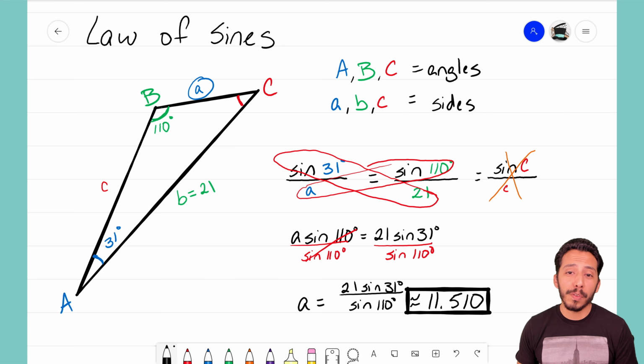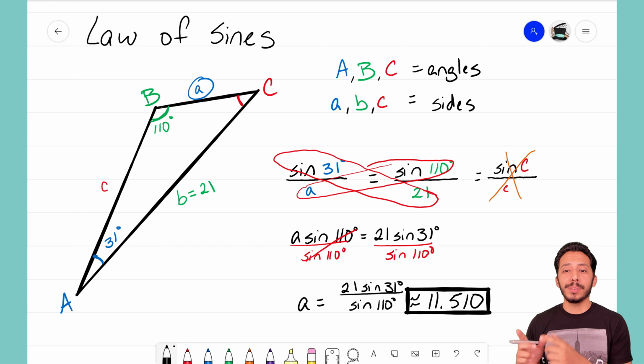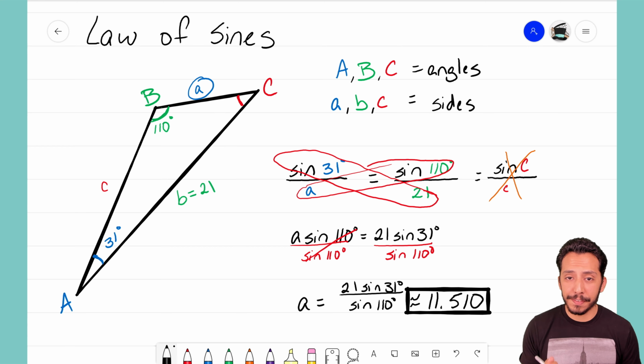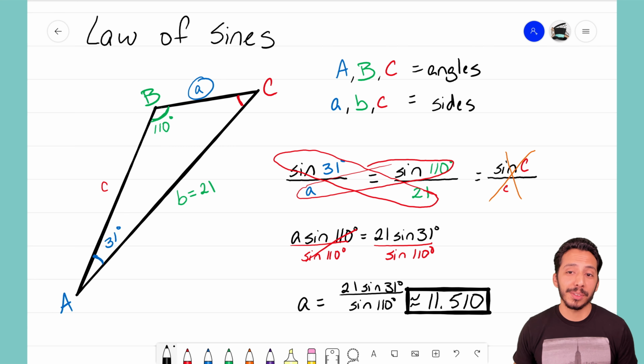But that's how we use the law of sines. We can now solve for any side on any triangle just by using the law of sines, if, it's a big if, we know some of the angles inside and some of the sides on that triangle as well.